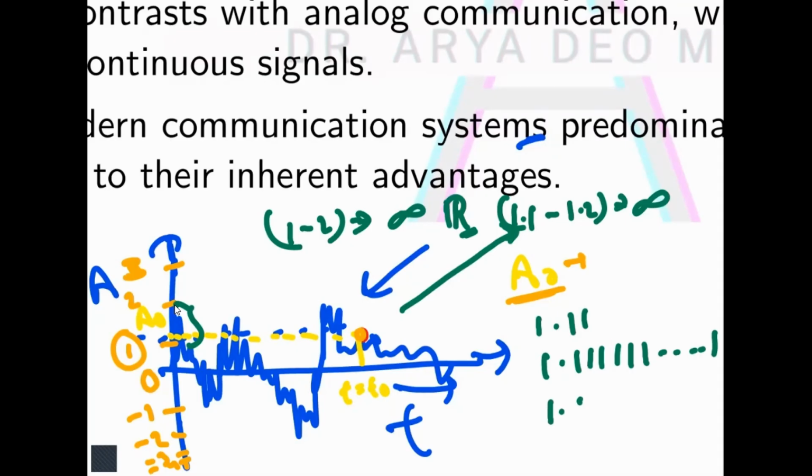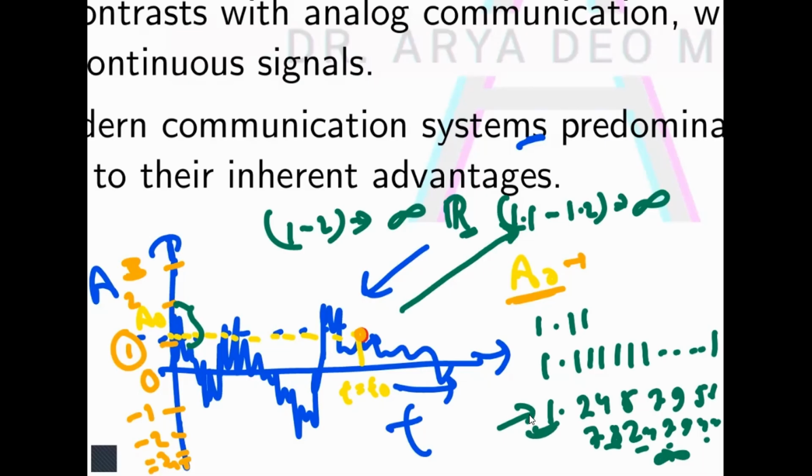What else? 1.2457956278247925, keep on writing till infinite digits. This would definitely be an irrational number, and it is also between these two numbers.